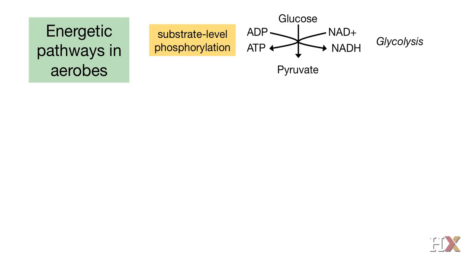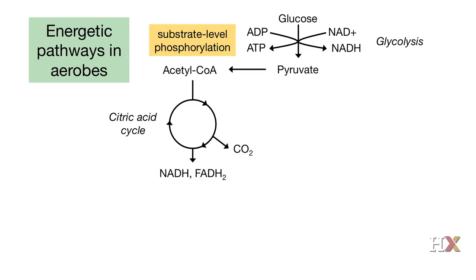In addition to producing pyruvate and ATP, the electrons that are produced by the oxidation of glucose are passed to NAD to form NADH. The second pathway is the citric acid cycle. During glycolysis, glucose is not fully oxidized. So pyruvate reacts with coenzyme A to form acetyl coenzyme A. And the acetyl group will feed the citric acid cycle to complete the oxidation of glucose.